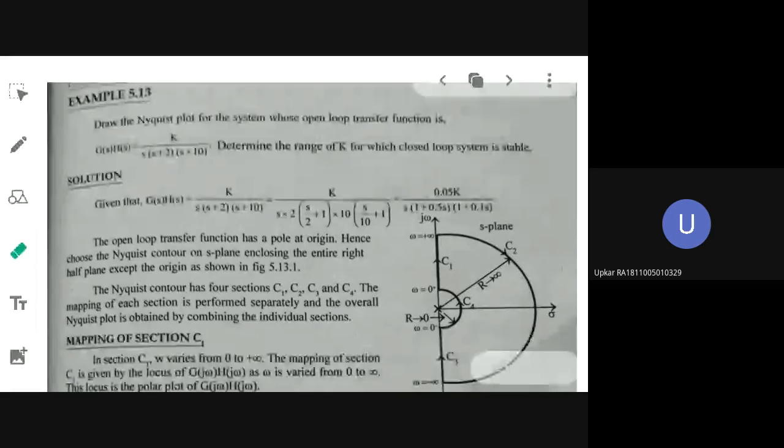How many poles are there? There are totally 3 poles. One is located at 0, the origin, one is located at -2, and the other one is located at -10. So the pole that is located at the origin is a singular point or a non-singular point?